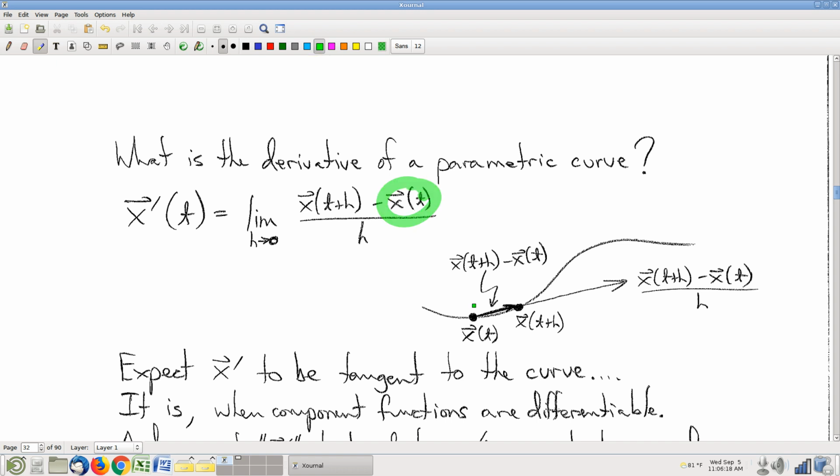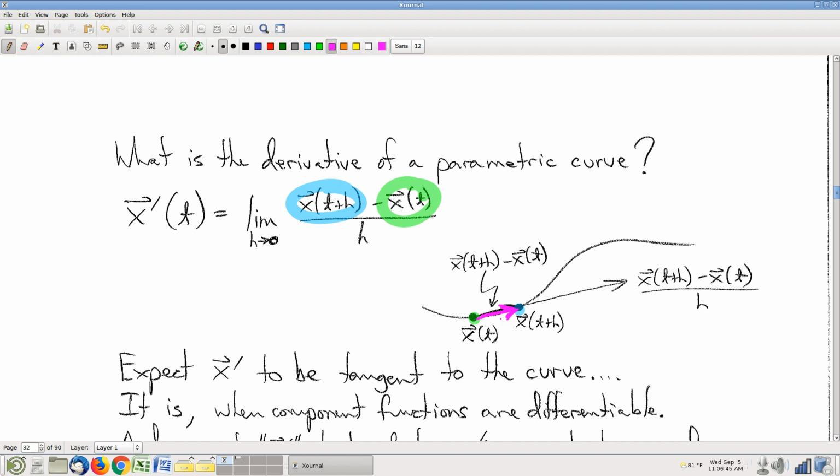There's our point x of t. Here's the nearby point x of t plus h on our parametric curve. The difference vector, a little short vector like that. As h approaches 0, it starts to get really, really short. It becomes less and less of a secant vector and more of a tangent vector. But it's getting shorter and shorter.